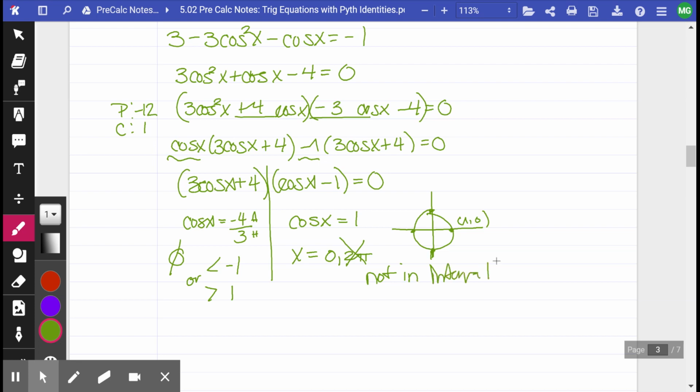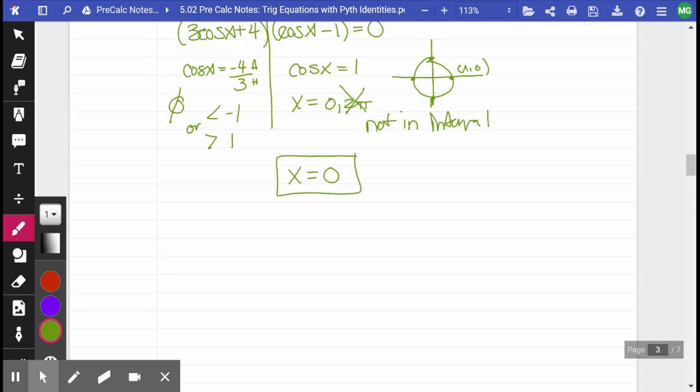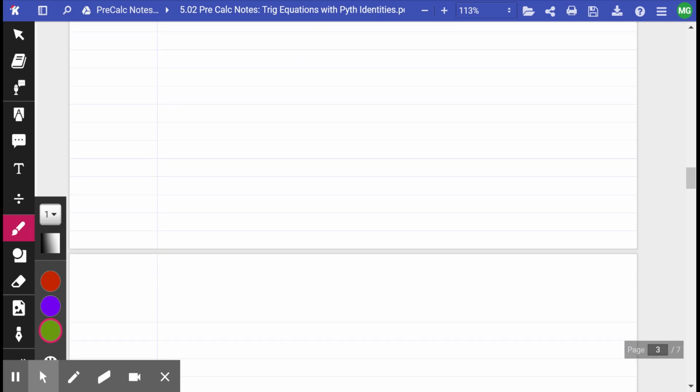So you would only want to include the 0. So our only answer here is x equals 0. And we don't have to do the plus 2n pi, because we were given a specific interval from 0 to 2 pi. And that would be it for that one.